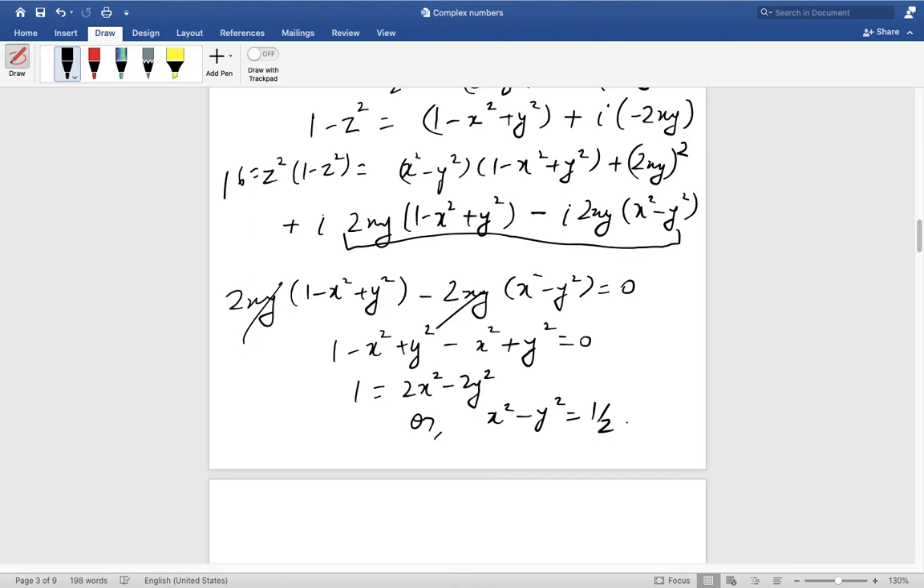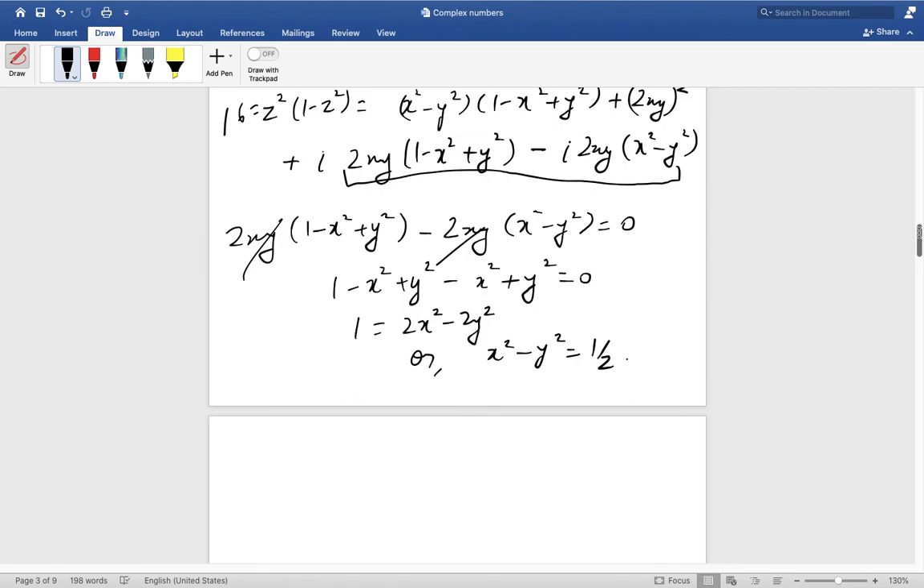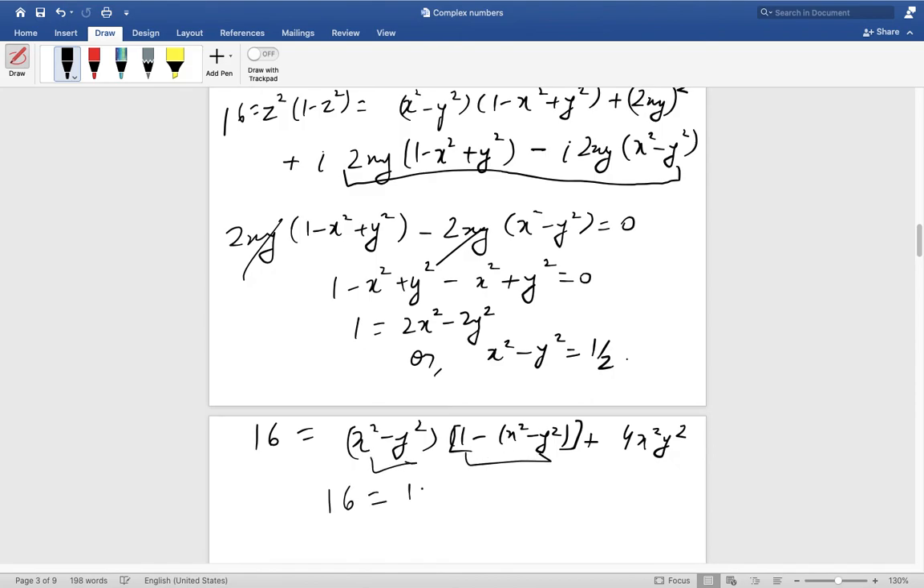Now the real part. Let us consider the real part. What was the real part? 16 is equal to x square minus y square into 1 minus x square minus y square plus 4x square y square. Why have I written it like this? Because I know x square minus y square is half, so this will also become 1 minus half, which is half, and this is half. So 16 equal to half into half plus 4x square y square.